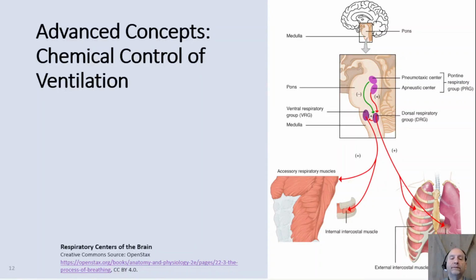The third component of the respiratory control system is the effectors, which are the respiratory muscles whose activity is directed by the control centers, resulting in the muscle contraction and relaxation of breathing.